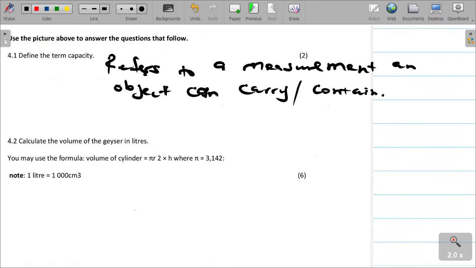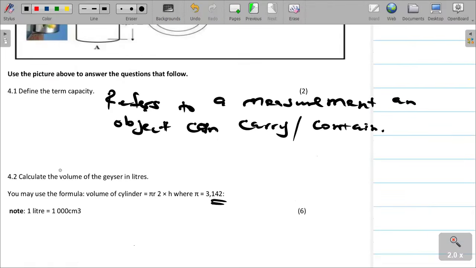calculate the volume of the geyser in liters. You may use the formula: volume of a cylinder is equal to pi r squared h, where pi is this one. So 1 liter is equal to 1000 cubic centimeters.